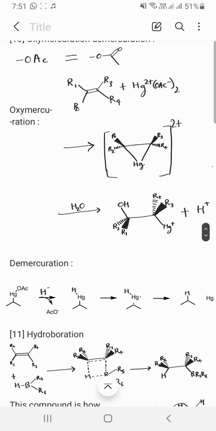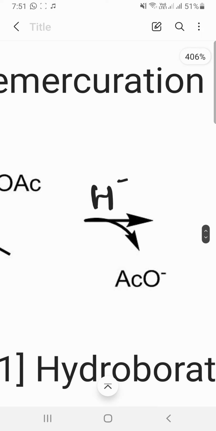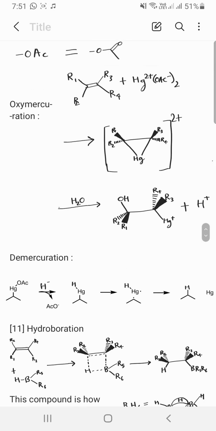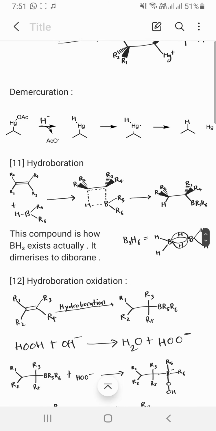So yeah, this thing. The demercuration mechanism is not really that important, because you just need to know that there's this hydride ion that's required, and it's basically NaBH4 that's used in the demercuration step, and this does this thing. Fine. Okay, cool.